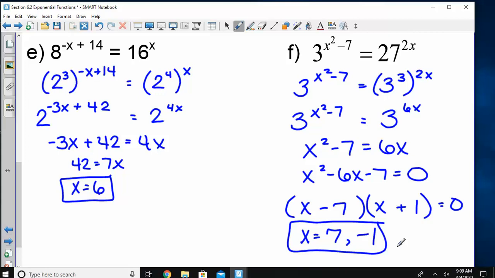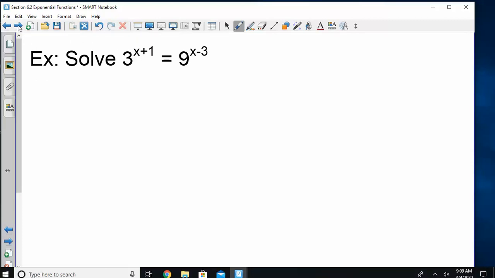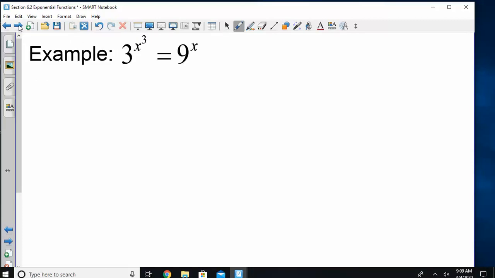Okay, any other questions here? Do you guys remember doing this at all in Algebra 2? We did just a very little bit of it. Okay. I am going to jump around a bit. I want to do this one.